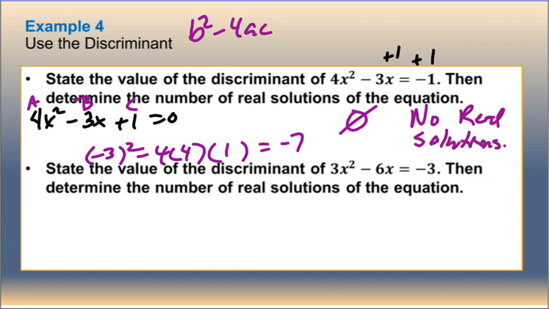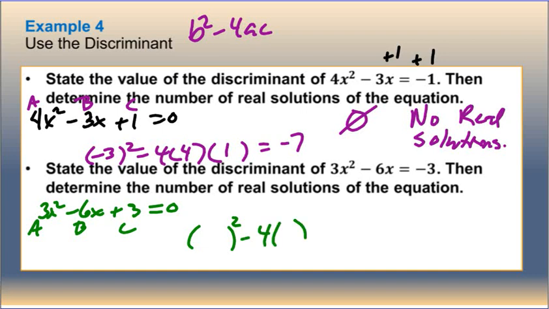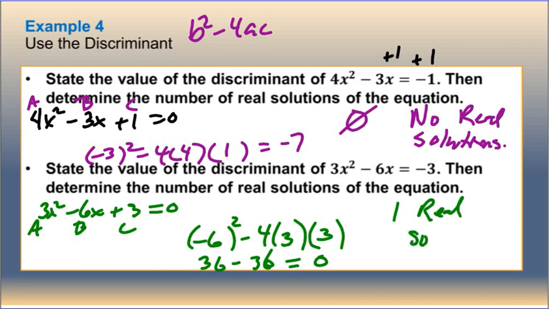Next, state the value of the discriminant here. So if I add 3 to both sides, I have 3x squared minus 6x plus 3 equaling 0. So here's my A, my B, my C. So my B squared minus 4AC. My B is negative 6. My A is 3. My C is 3. So this gives us 36 minus 4 times 3 times 3, which is 36. 36 minus 36 is 0. That means I have one real solution.